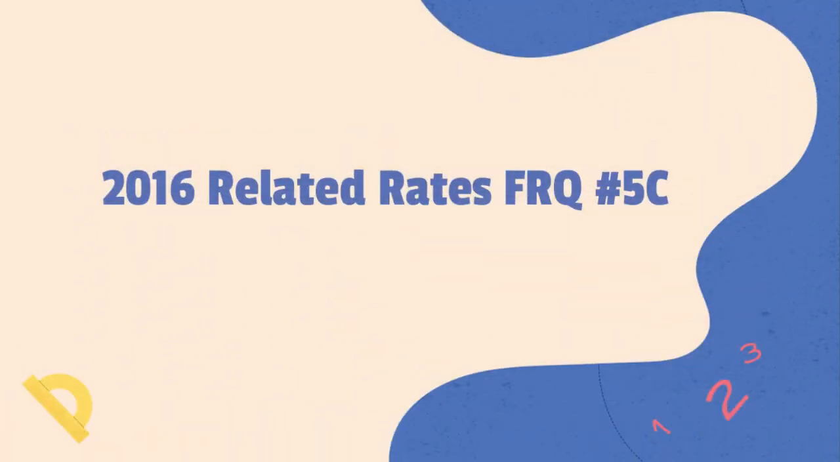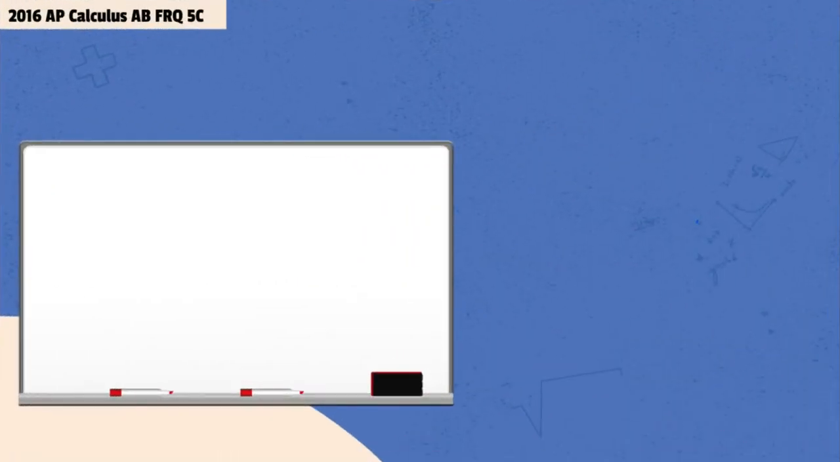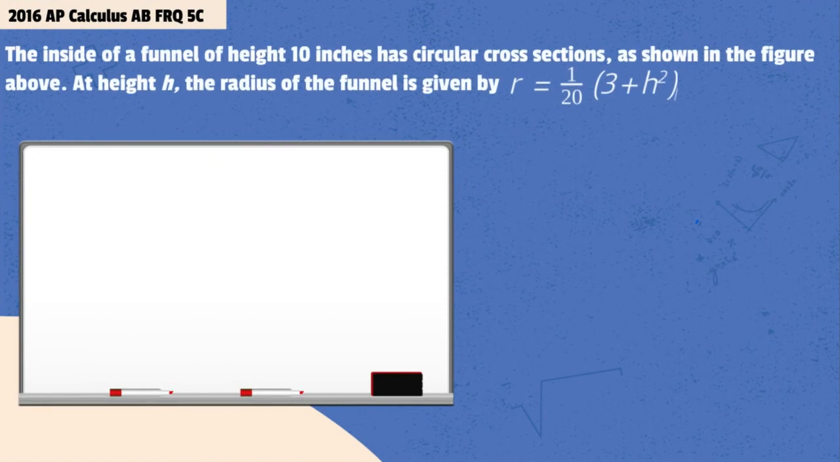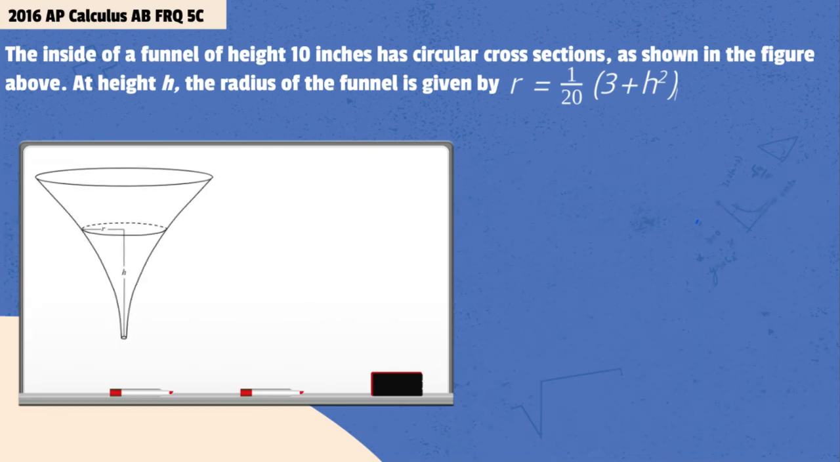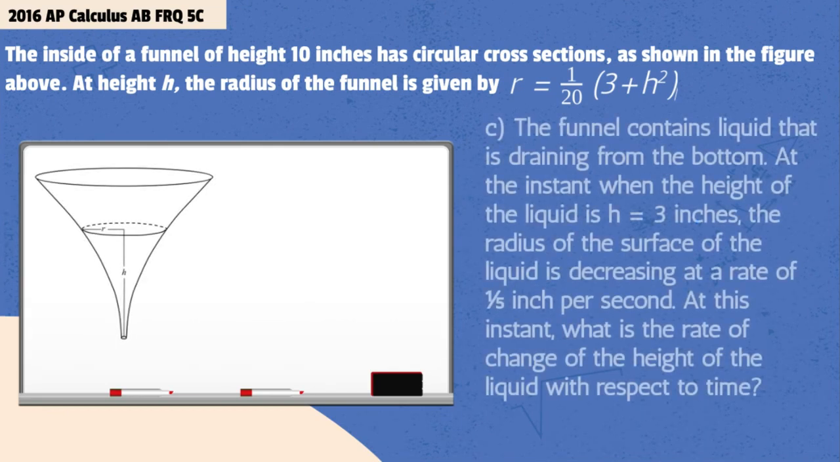This was the 2016 Related Rates FRQ number 5C, aka the funnel. So what is the problem? The inside of a funnel of height 10 inches has circular cross-sections, as shown in the figure above. At height h, the radius of the funnel is given by r equals 1/20 (3 plus h squared). This is a picture of the funnel that we're going to be dealing with today. For part C, the funnel contains liquid that is draining from the bottom. At the instant when the height of the liquid is h equals 3 inches, the radius of the surface of the liquid is decreasing at a rate of 1/5 inch per second. At this instant, what is the rate of change of the height of the liquid with respect to time?